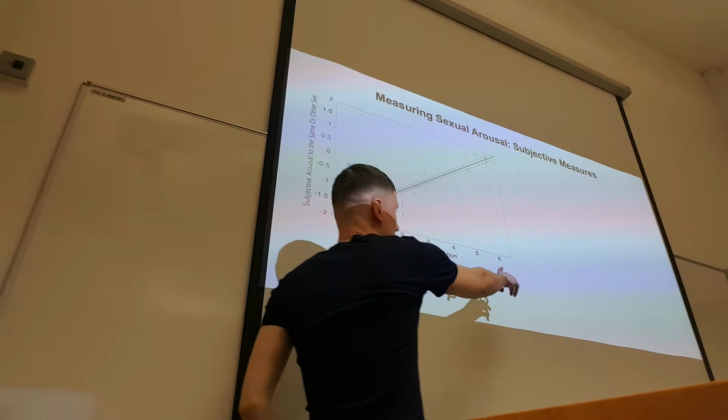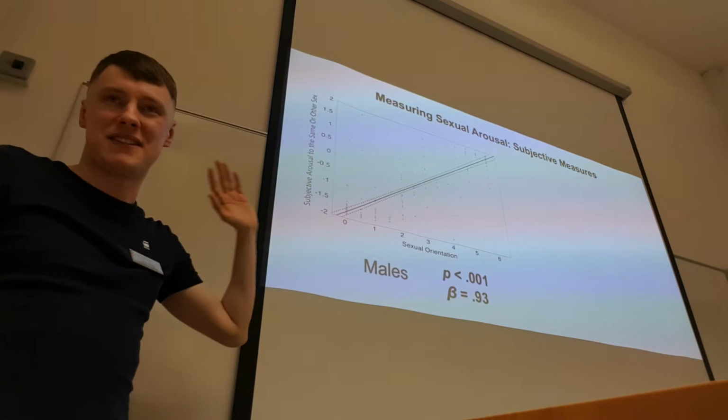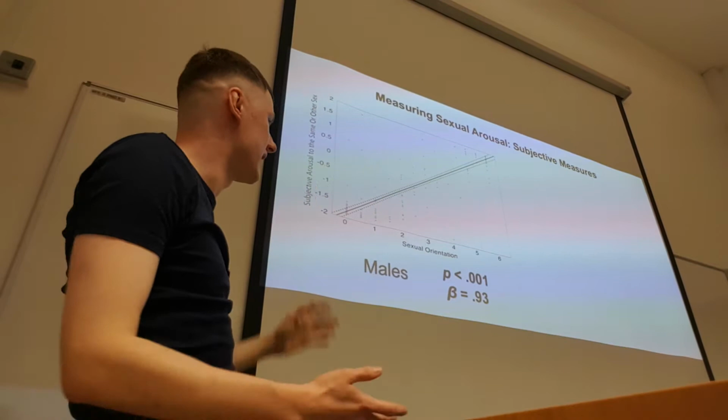As you can see, it's exactly what we'd expect it to be. The straight guys are all really clustered here. They're giving really low ratings to all the guys and really high ratings to all the women. And the gay guys are also very clustered up here, and there's some variance across.